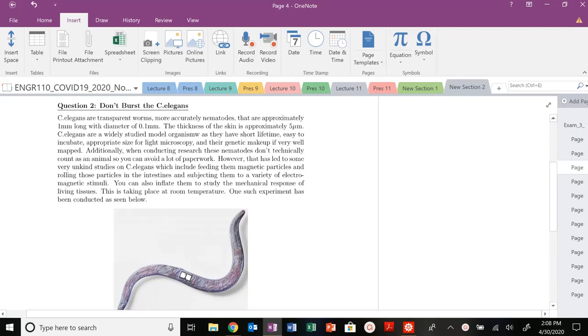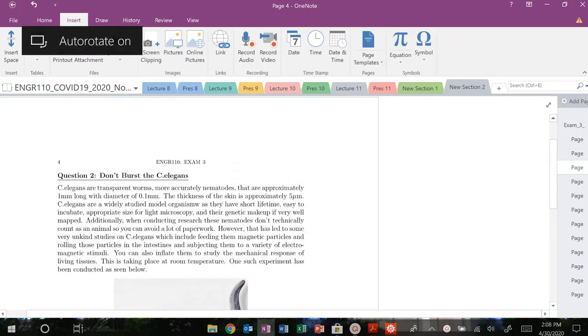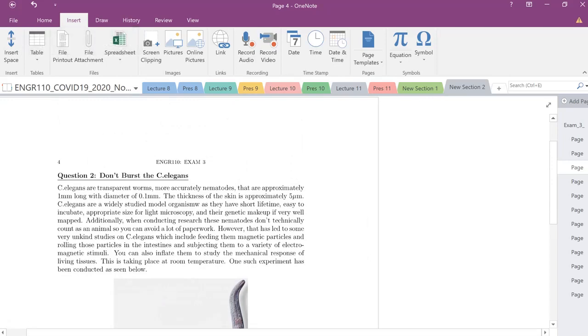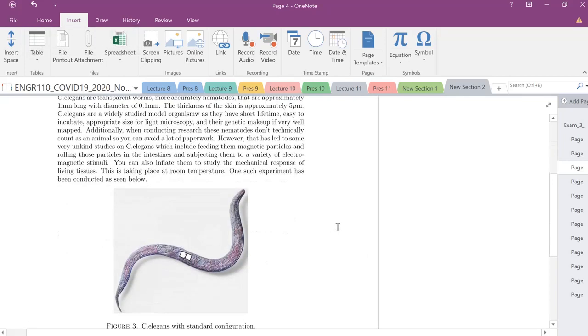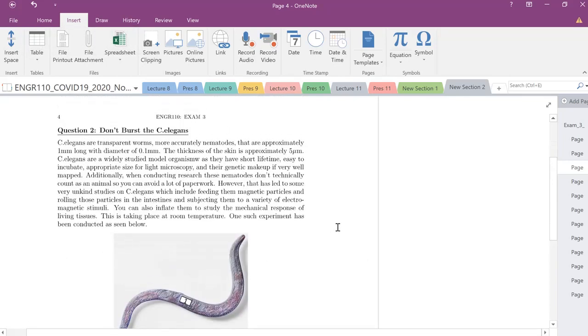So today we're going to continue on with our practice exam problem and look at our second one, dealing with thin-walled pressure vessels and then Wheatstone bridges as usual. So let's go ahead and get started.